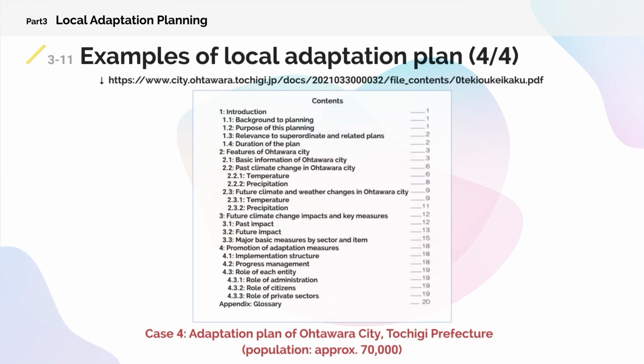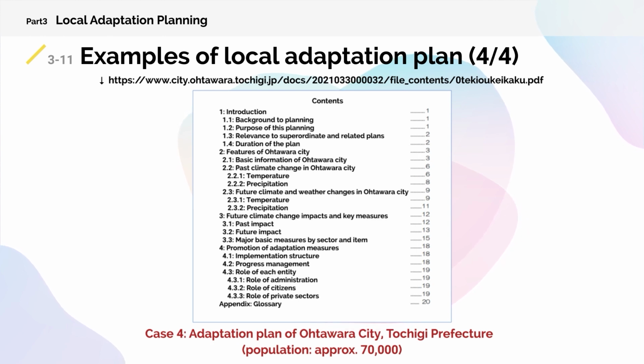The next case study involves a small city with a population of approximately 70,000, at prefectural-level municipalities. Otawara City in Tochigi Prefecture is located about 150 kilometers north of Tokyo. Although lacking any major industry other than the production of chili peppers, this plan was formulated with the aim of creating a city where citizens could live with peace of mind, as the impact of climate change is becoming increasingly apparent in the city every year.